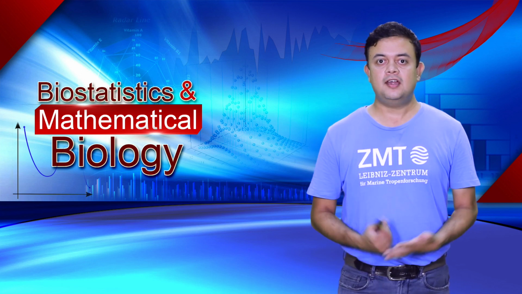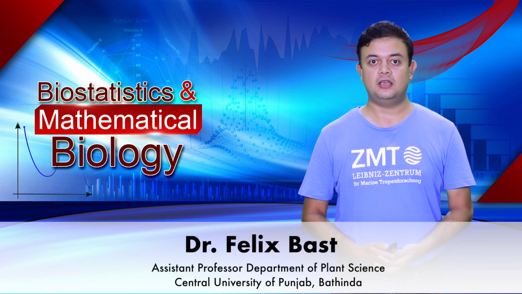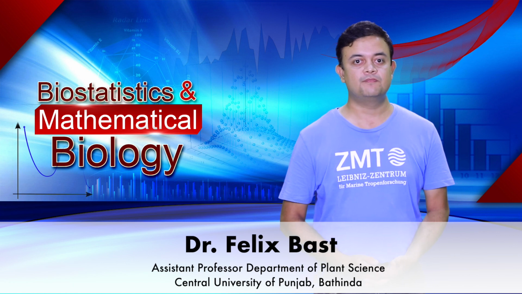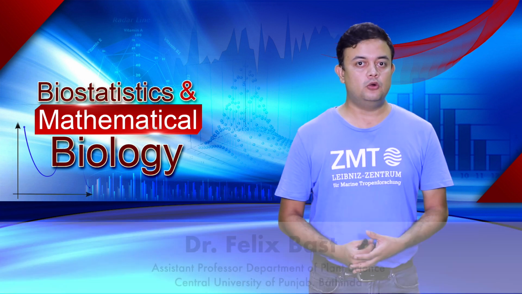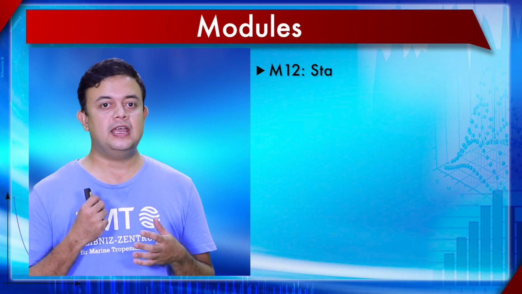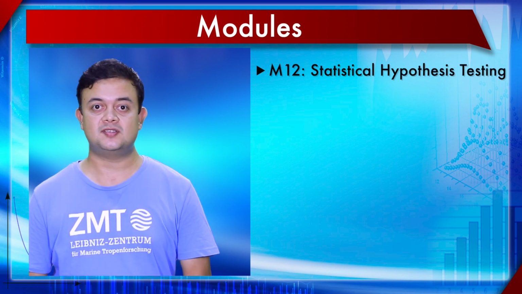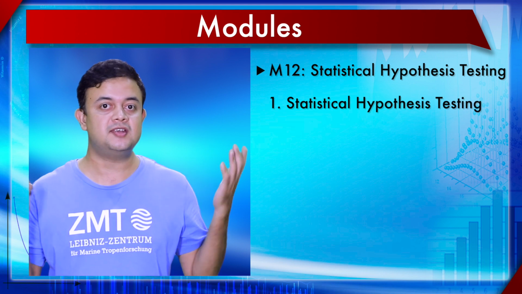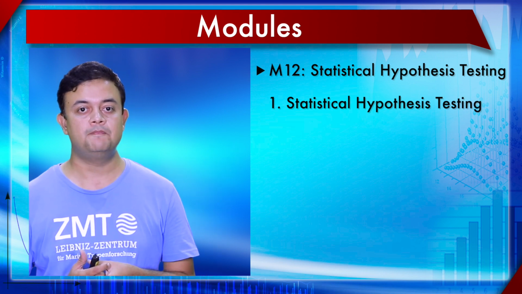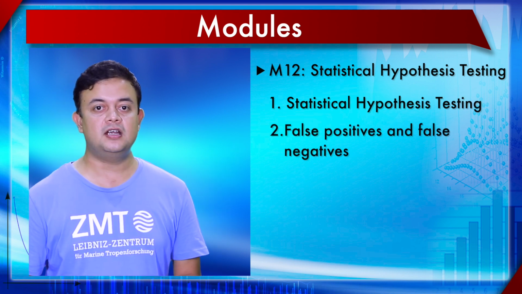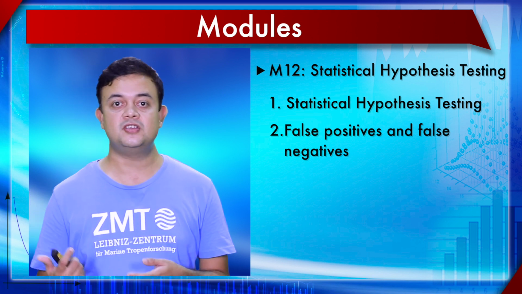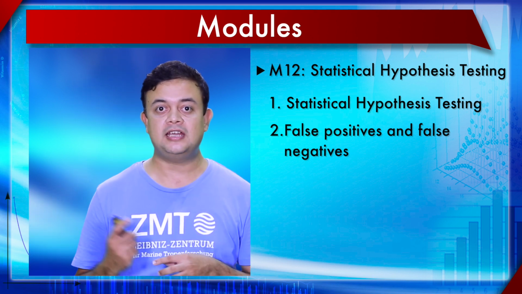Hi, let us sum up what we have learned in this week number 6 of this course. We have covered 3 modules. Module number 12 dealt with statistical hypothesis testing. We briefed what this entire statistical hypothesis testing is all about. And in the second section, we learned about false positives and false negatives, type 1 error and type 2 error.